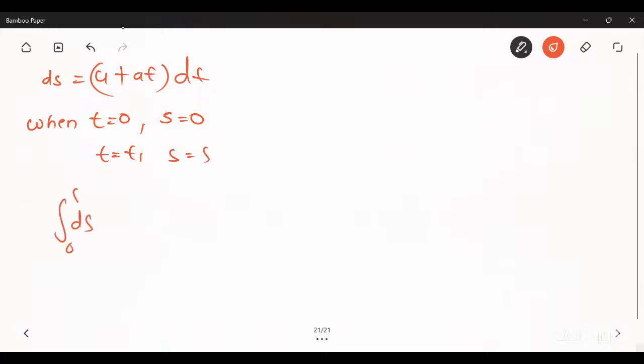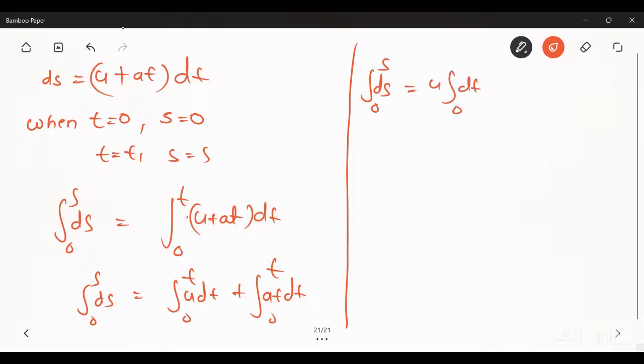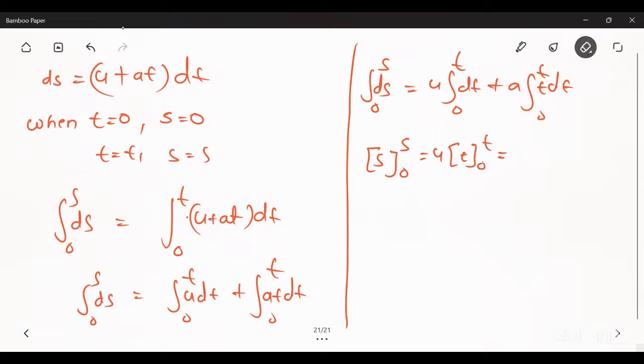So integration of ds is from 0 to s, and integration from 0 to t of (u plus at) dt. So integration of ds from 0 to s is equal to integration of u dt from 0 to t plus integration of at dt from 0 to t. Now take the constant part outside. So integration of ds from 0 to s equals u times integration of dt from 0 to t plus a times integration of t dt from 0 to t. Now integration of ds is cancelled by differentiation.